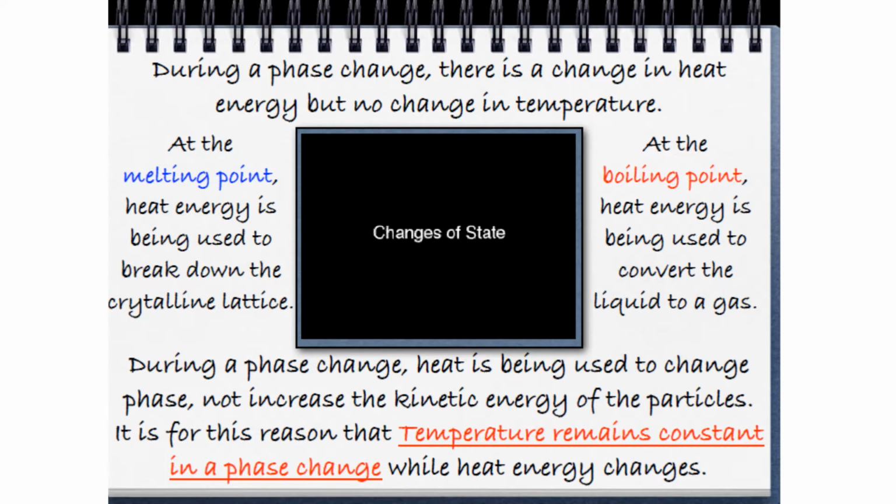At the melting point, heat energy is being used to break down the crystalline lattice. At the boiling point, heat energy is being used to convert the liquid to a gas. During an actual phase change, heat is being used to change the phase, not increase the kinetic energy of the particles. It is for this reason that temperature remains constant in a phase change while heat energy changes.